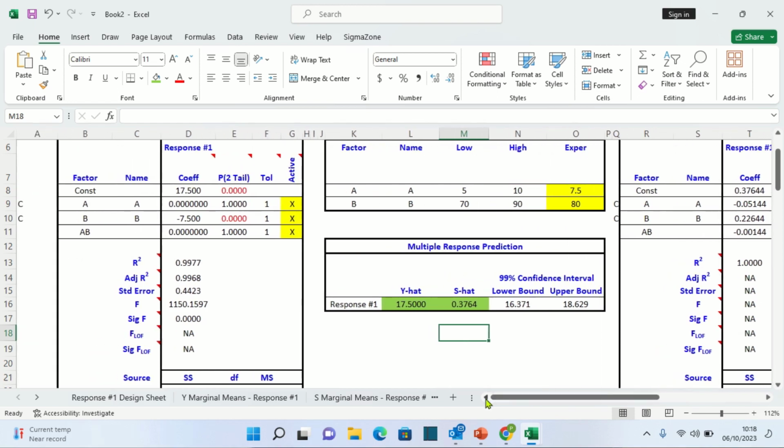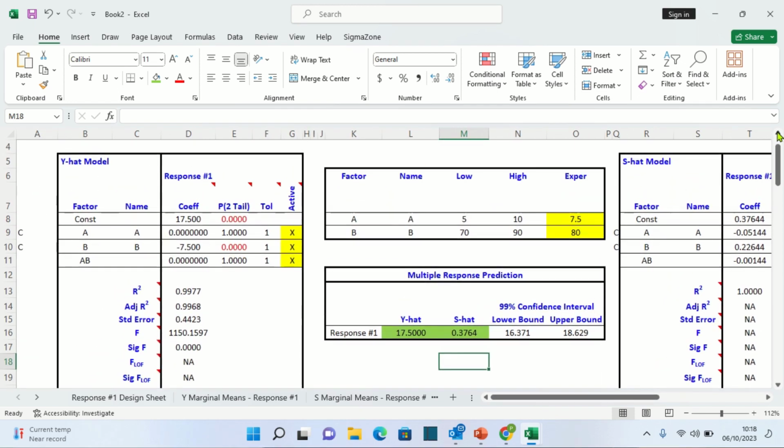So let's take a look on the right. First of all, we need to find our equation. Well, there is the equation we worked out. The constant, look, is 17.5. A returned a delta of 0. B returned a delta of minus 7.5. AB returned a delta of 0. There's the equation. Y hat equals 17.5 minus 7.5b.